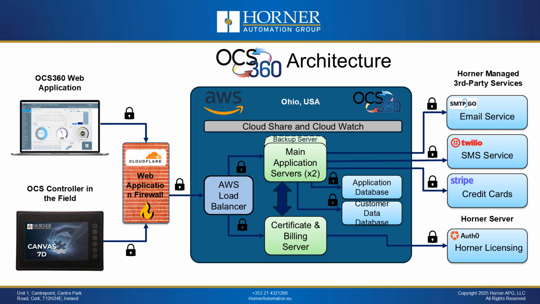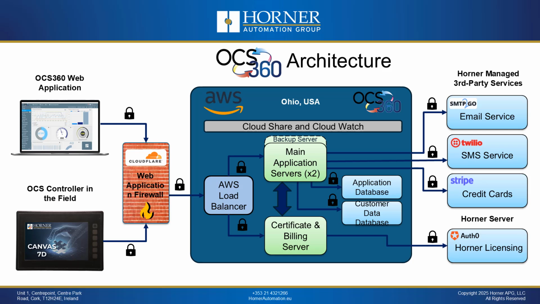Let's start by focusing on the main application servers, one of those light colored boxes there in the center of the blue AWS section. So what do the main application servers do? Well, that is where the main OCS360 application runs, and this is where the OCS will be pushing data from the field, and that is also where you'll be accessing data from your OCS360 web application. So the data will come into the main application server.